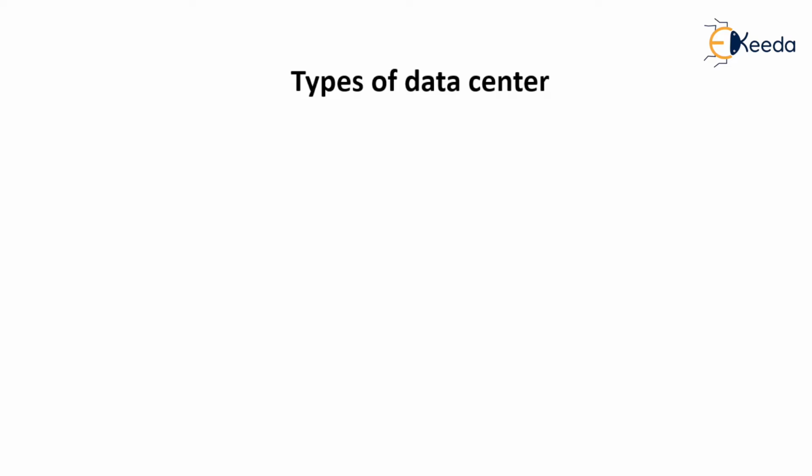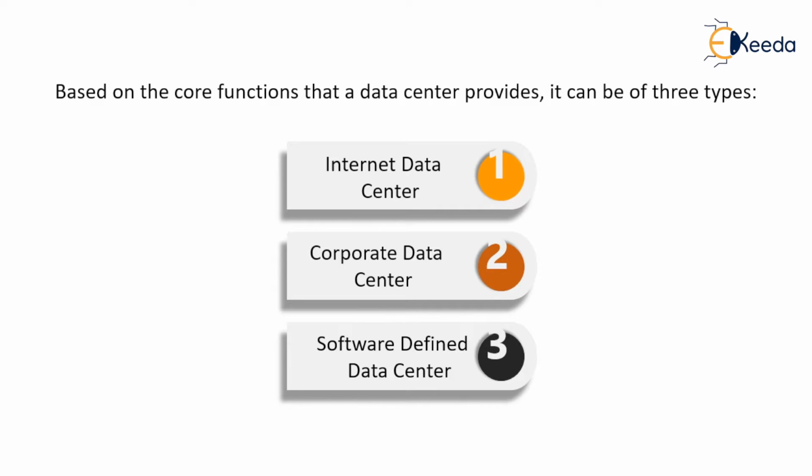Now, on the basis of these types of facility, the data center categories have been made. These consist of three types: internet data center, corporate data center, and software defined data center. In short, they are called IDC, CDC, and software defined data center.